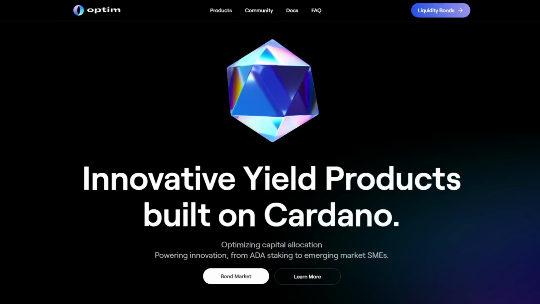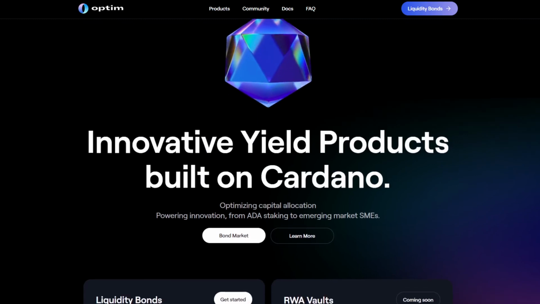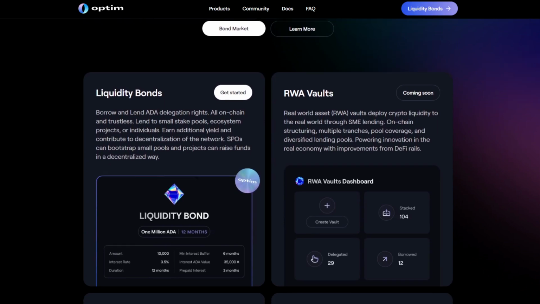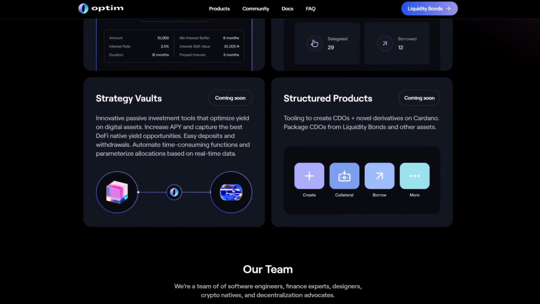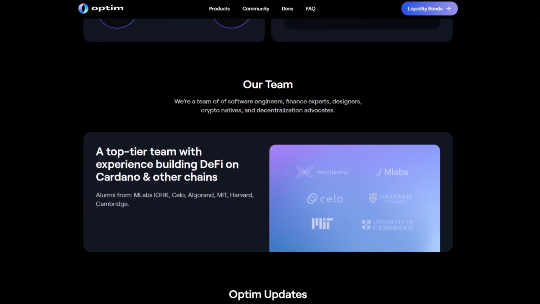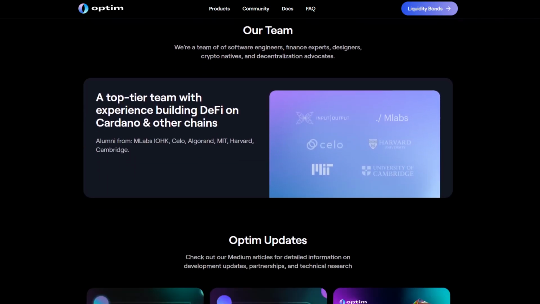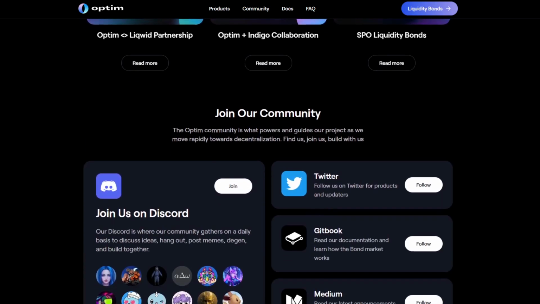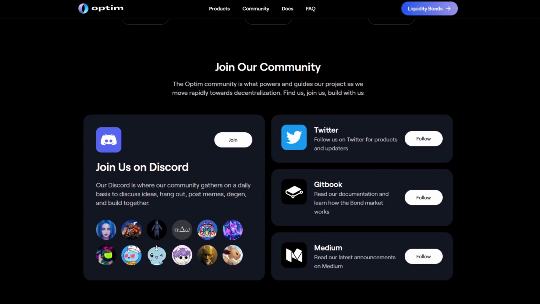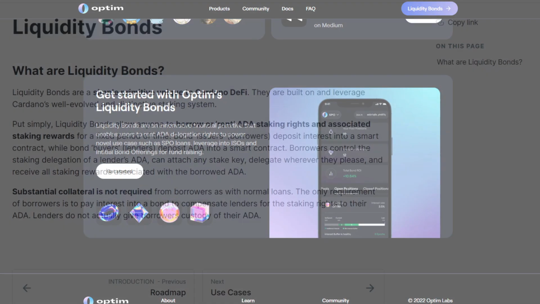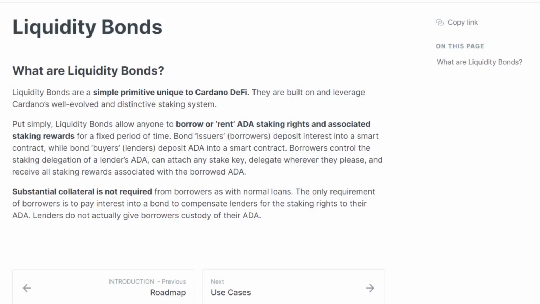Before we get started, let's go over a few things. First, what is a bond? Basically, liquidity bonds allow anyone to borrow or rent ADA staking rights and associated staking rewards for a fixed period of time. Bond issuers, borrowers, deposit interest into a smart contract, while bond buyers, lenders, provide ADA liquidity into a bond smart contract. Borrowers control the staking delegation of a lender's ADA, can attach any stake key, delegate wherever they please, and receive all staking rewards associated with the borrowed ADA. Lenders do not actually give borrowers custody of their ADA, just the staking key.